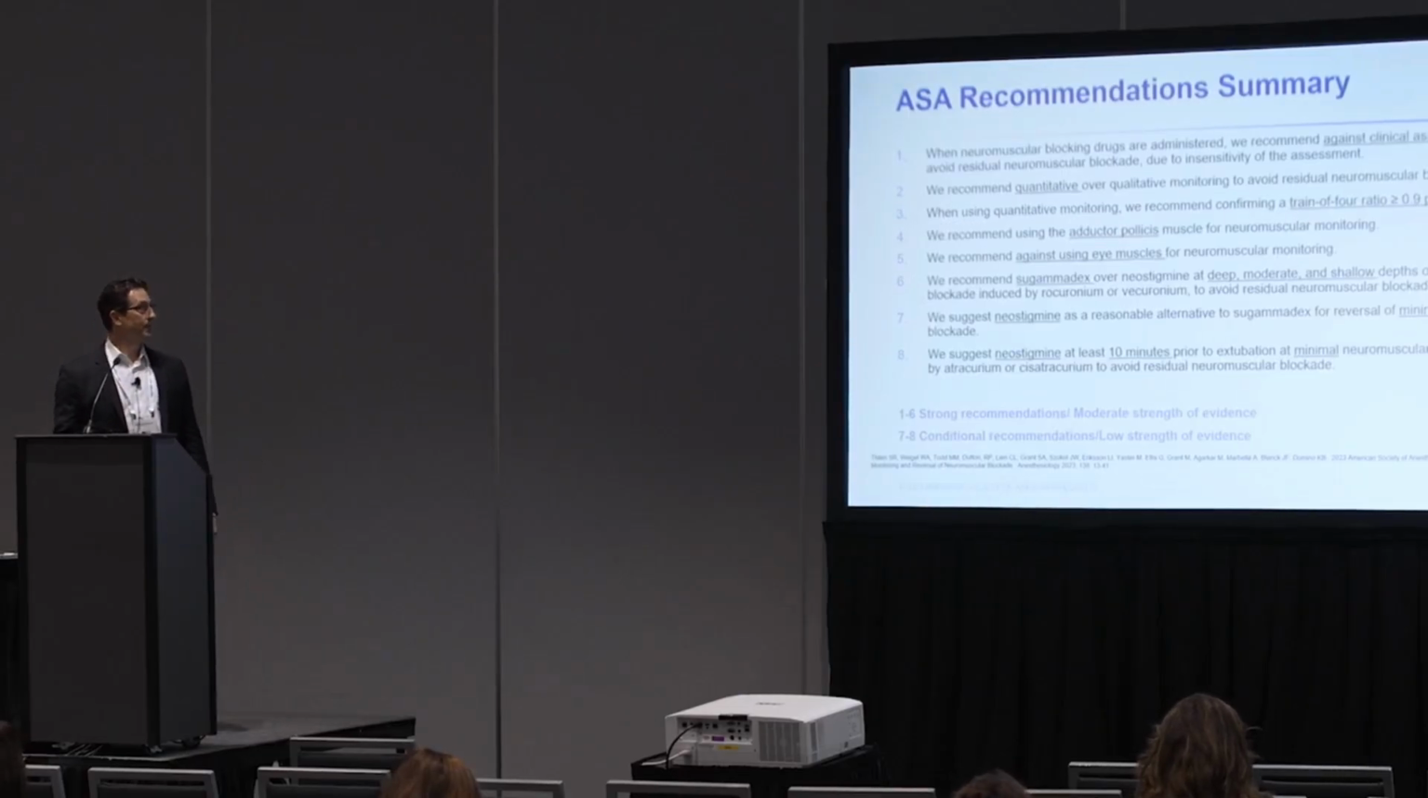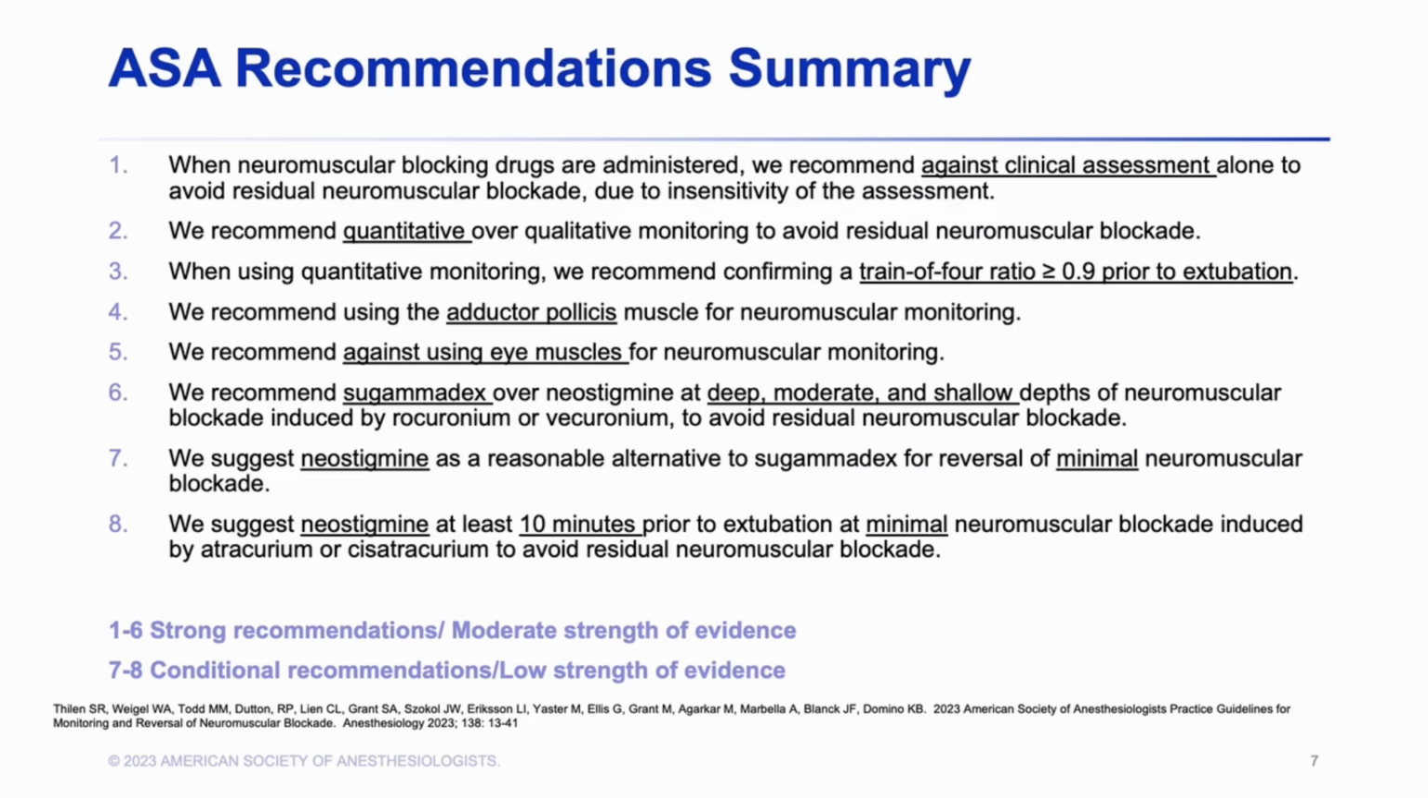And so looking at this, the first recommendation is again supporting that, saying you should not use clinical assessment. Second recommendation says that quantitative monitoring is preferred over qualitative monitoring, which is why we recommend a train of four ratio of 0.9. It's the only way you can get that is with quantitative monitoring. And then recommendation number 4 is saying this is the muscle that you should use. It's the one that has been studied the most, which is the adductor pollicis. We then say, recommendation number 5, to not use the eye muscles because we know those are relatively resistant to neuromuscular blockade.